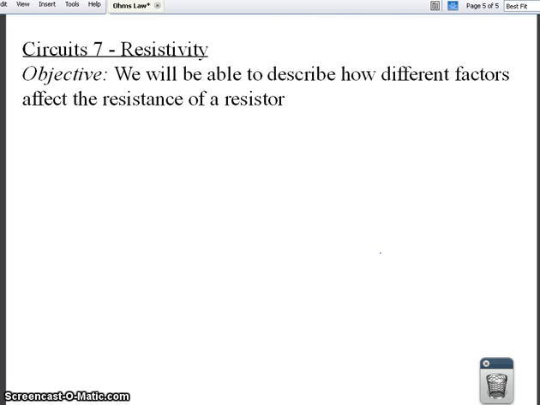Good morning, class, and welcome to this lesson on Circuit 7 resistivity. Today we will be able to describe how different factors affect the resistance of a resistor.